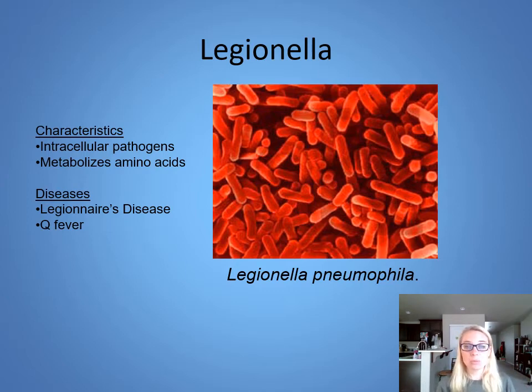It's an intracellular pathogen, which means it can actually find its way inside of our eukaryotic cells, which is unique for bacteria. Most of them just release toxins outside. And it can actually metabolize amino acids, which is also unique. Most organisms metabolize carbohydrates for their energy source. So Legionnaire's disease and a related disease called Q fever can be associated with Legionella.